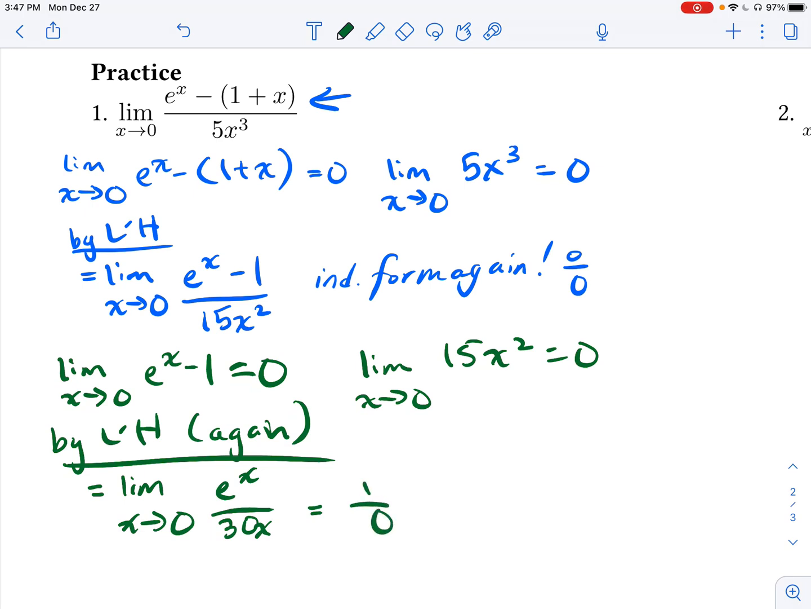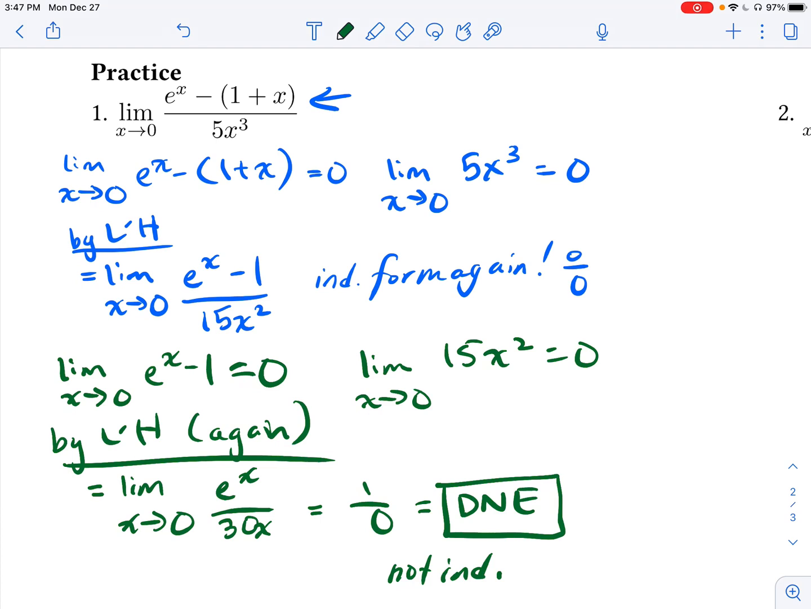Now, in this case, L'Hopital's rule doesn't apply anymore, right? This is not indeterminate anymore. This is just DNE, or that is to say, this limit does not exist. It is not indeterminate anymore. It's not indeterminate because we're not getting 0 over 0 or infinity over infinity. It's simply undefined. The limit here does not exist.